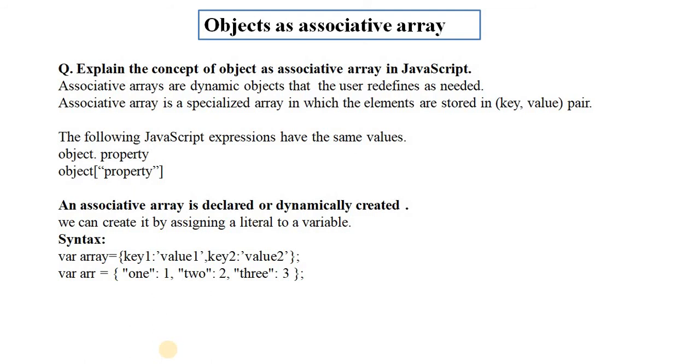Question related to that concept is, explain the concept of object as associative array in JavaScript. And the answer to this question is, associative arrays are dynamic objects that the user redefines as needed. An associative array is a specialized array in which the elements are stored in key value pairs.